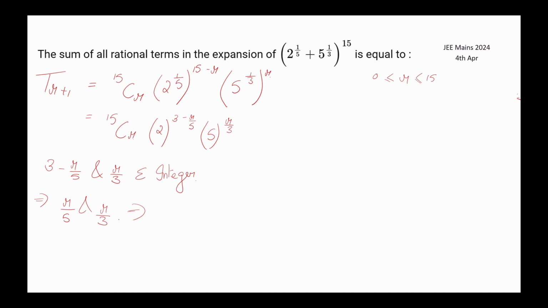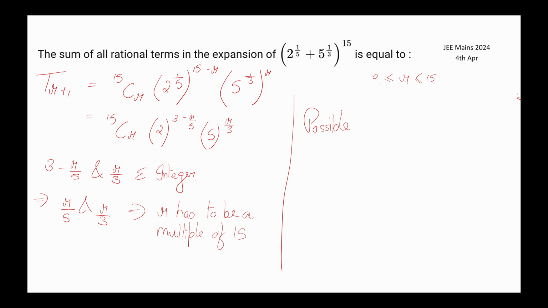So from here, that means these two have to be always satisfied. So what we can say is that r has to be a multiple of 5 and 3 together. That means r has to be a multiple of 15. When can r be a multiple of 5 and 3 together? When it is a multiple of 15. So what are the possible values of r? The possible values of r become 0, 15, 30, 45 and so on.